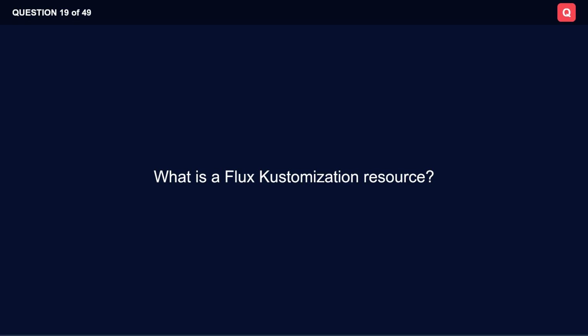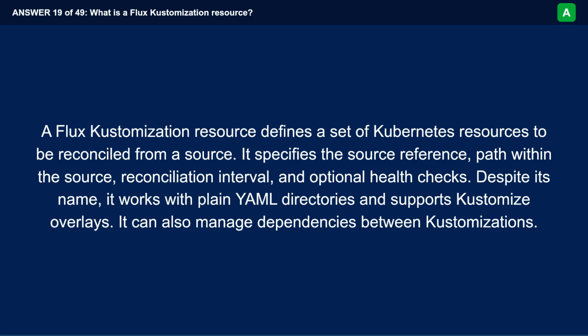What is a Flux Kustomization resource? A Flux Kustomization resource defines a set of Kubernetes resources to be reconciled from a source. It specifies the source reference, path within the source, reconciliation interval, and optional health checks. Despite its name, it works with plain YAML directories and supports Kustomize overlays. It can also manage dependencies between Kustomizations.